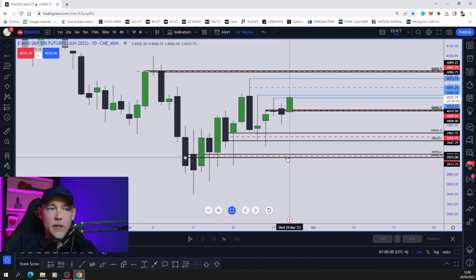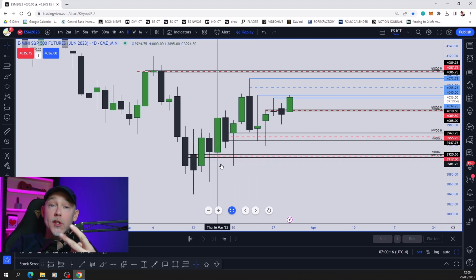The black lines you see and the red line in the middle, this is the new week opening gap. Now this is an ICT concept. I'll do another video on it after this, explaining exactly how to draw this up. It's the gap between Friday's close and Sunday's open.